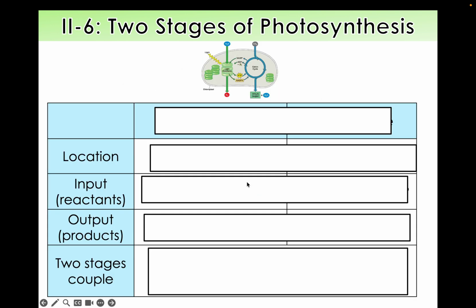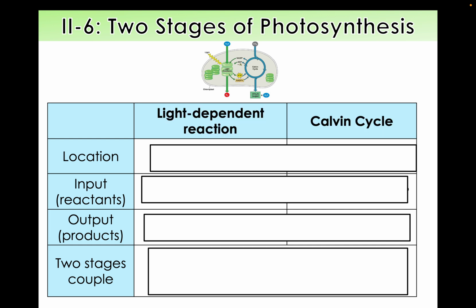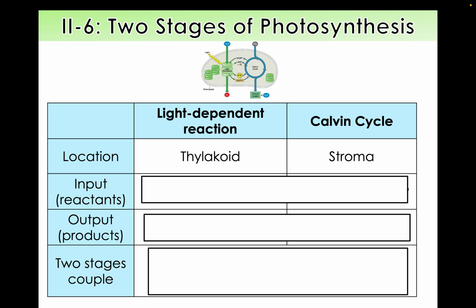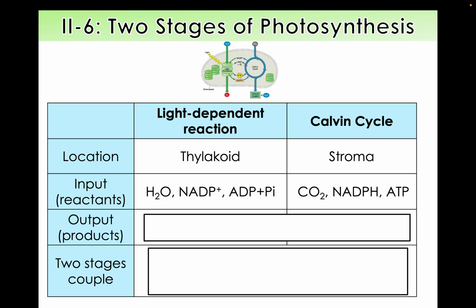So let's review that. What are the names of the 2 stages of photosynthesis? We have the light-dependent reaction and then the Calvin cycle. Where do they happen? The thylakoid for the light-dependent reaction, those discs, those green discs, and the Calvin cycle is in the stroma. Inputs. For the light-dependent reaction, it requires light, water, NADP plus, and ADP plus an inorganic phosphate. And for the Calvin cycle, it requires carbon dioxide, NADPH, and ATP.